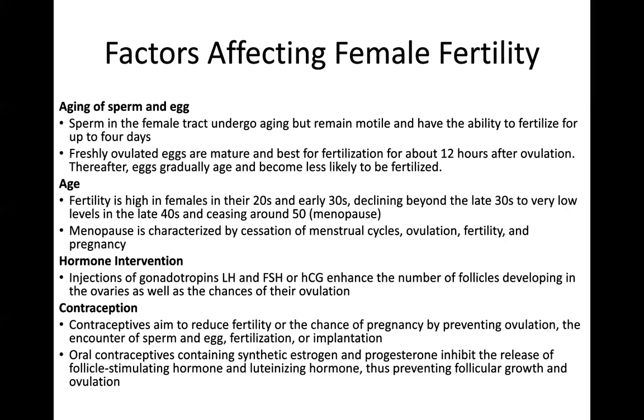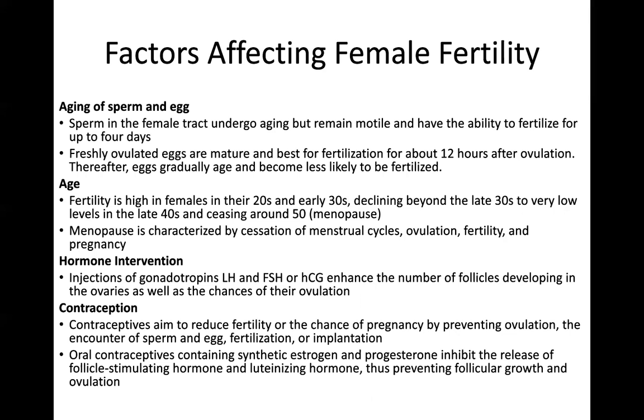Hormone intervention is something that can affect fertility. Injections of gonadotropins, LH and FSH or hCG, would enhance the number of follicles developing in the ovaries, as well as the chances of ovulation. Therefore, a lot of times people that go through these hormonal interventions are more likely to have multiple births, not get pregnant multiple times, but have multiple babies, so twins, triplets, that kind of stuff.